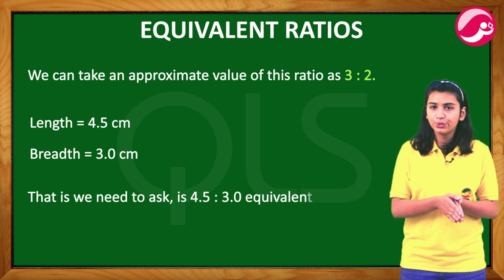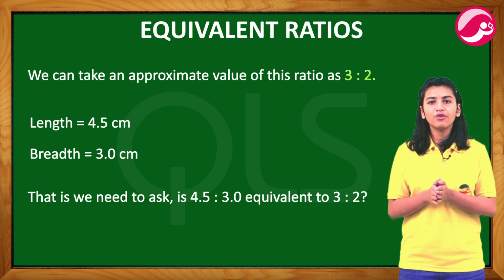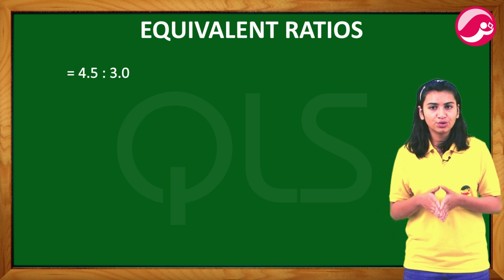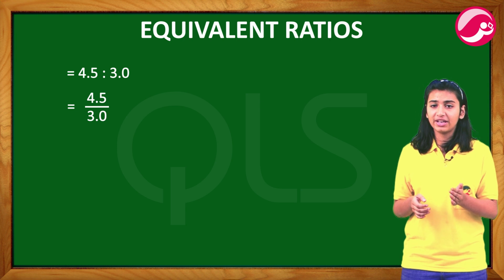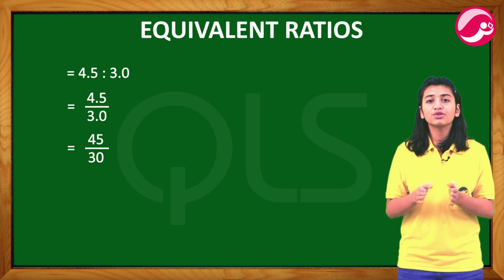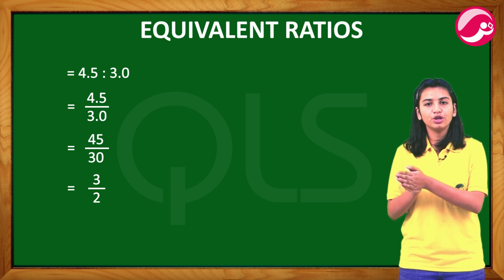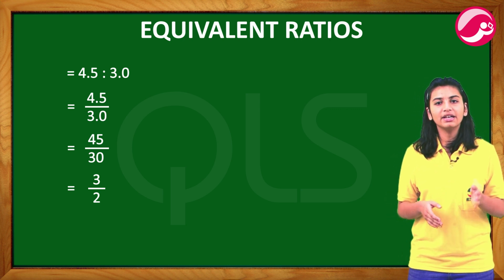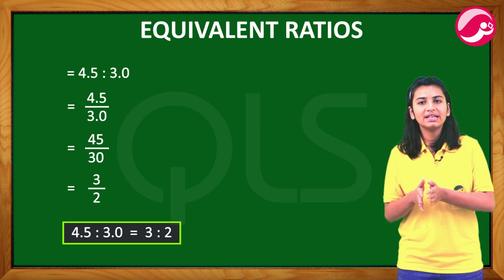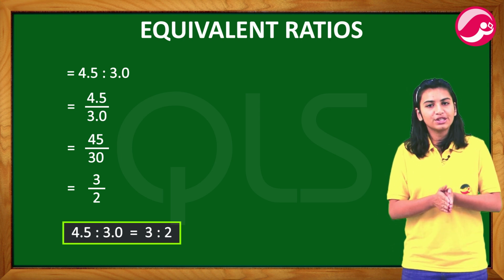4.5:3 equivalent to 3:2? Now we note that 4.5:3 is equals to 4.5 upon 3 is equals to 45 upon 30 is equals to 3 upon 2. Hence, we can say that 4.5:3 is equivalent to 3:2.